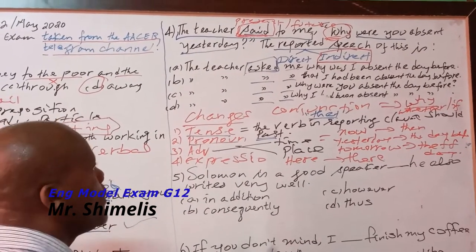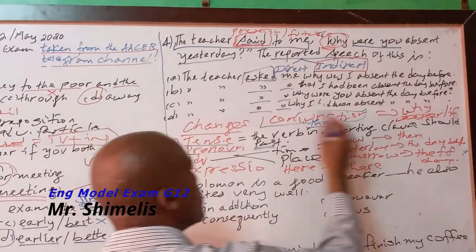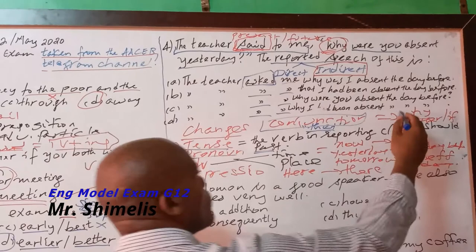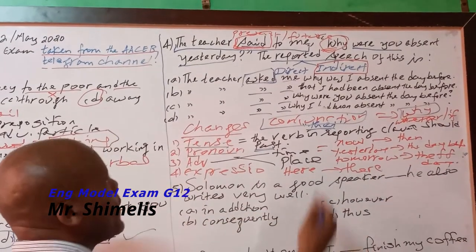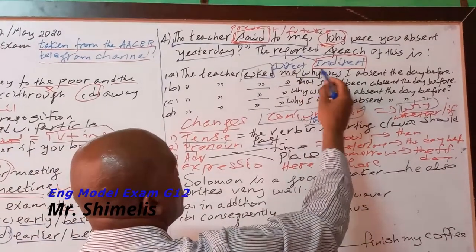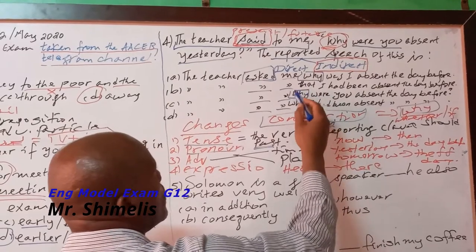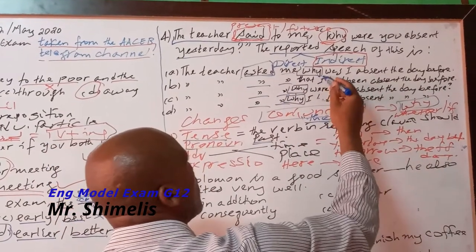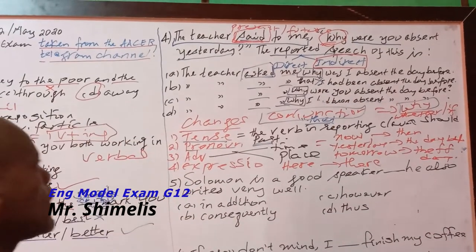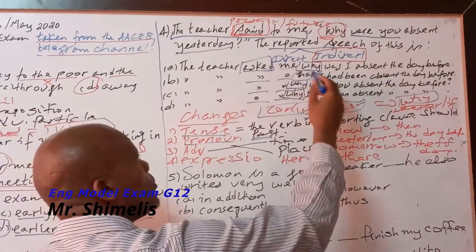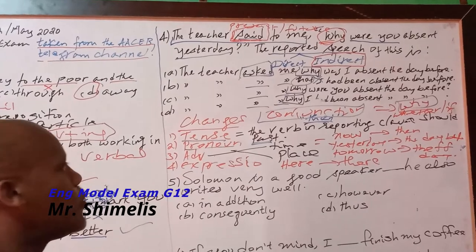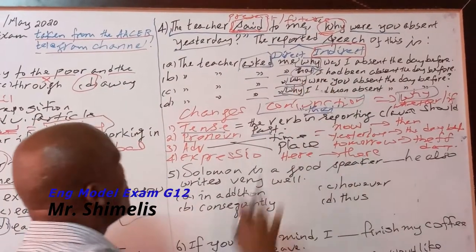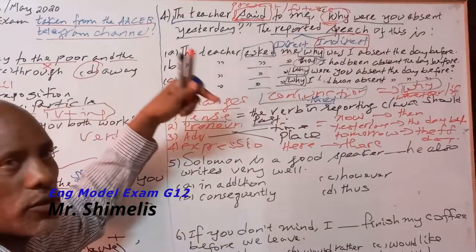Now the next issue would be the conjunction. As I said, it is a question that needs a full answer. So we have to use the word why. Why is used here. So we have to cancel out answer choice B, because the conjunction used is that, which we use for declarative statements. Now we cancel this out, so the rest would be all to be compared.